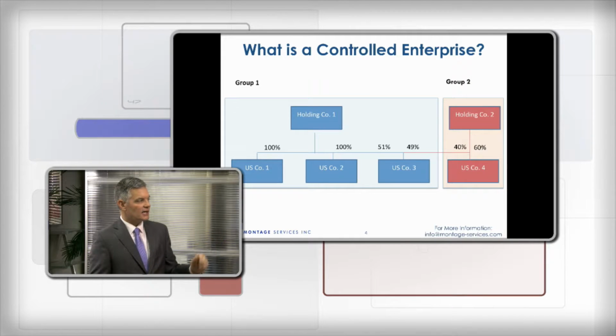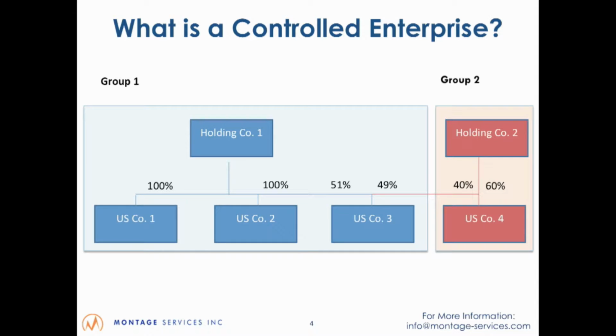On the right-hand side, we have Group 2, which has one company that's related, but one company that's unrelated. That unrelated company, if it had a transaction with holding company number 2, would not be subject to transfer pricing rules. Why? Because it's less than 50% owned, and therefore it's deemed to not have control.